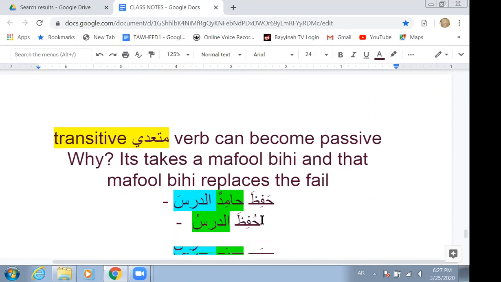The example that I have given is Hafiza Hamidun ad-darsa. Hamid has memorized his lesson. So what happens when we want to make it passive? From Hafiza it becomes Hufiza, and then in the place of Hamid, the fa'il was removed and that place was empty, which is taken by the maf'ul bihi. So the maf'ul bihi jumps into the place of the fa'il, and it has taken a dhamma on it because now it will become the acting fa'il.